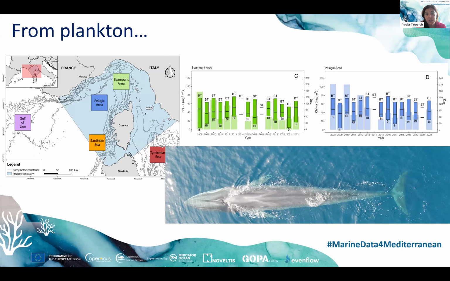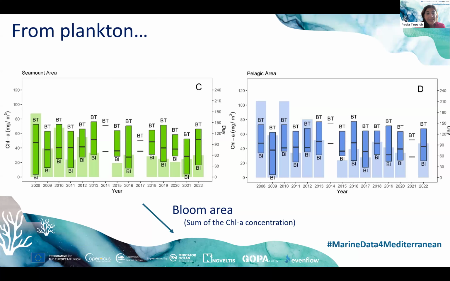For brevity, again, we will show the results regarding the seamount and the pelagic area, because these are the areas where we know that the final species of our interest, the fin whale, is mainly distributed. We can see from these graphs, in the shaded area, in green or blue for the two considered areas, how the intensity of the bloom is basically decreasing in both areas, especially in the last 5 years. As we can also see in the box plot, there is variability in the duration and in the peak of the blooming season. Also, a decrease in the blooming area is present in both considered sites.